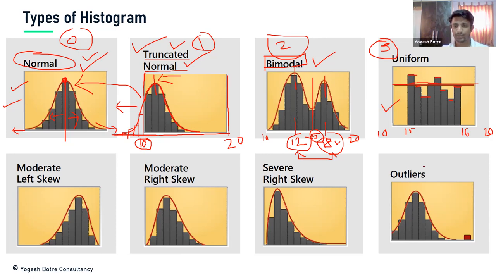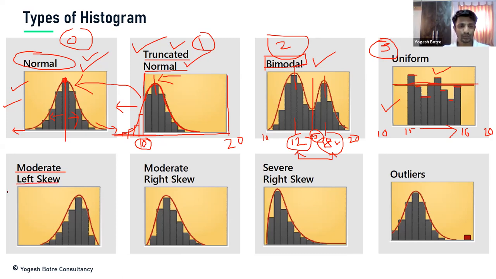So the bin will be much smaller here. So 15.1 to 15.2, 15.2 to 15.3, and so on. So in that case, you might see this kind of distribution. And that is why converting your data into the correct bin size is important. With the wrong bin size, this is what you see, a uniform kind of distribution. Then we have moderate also.